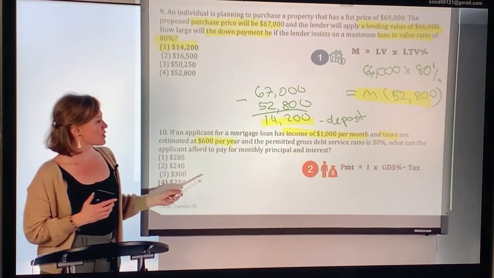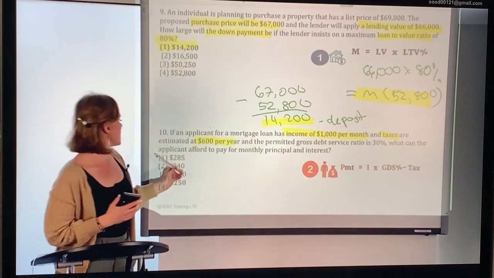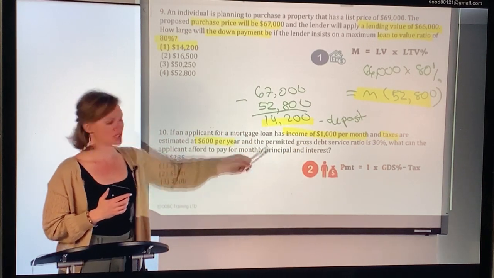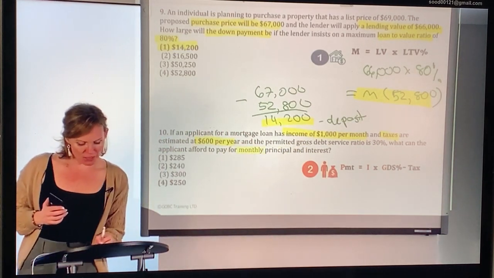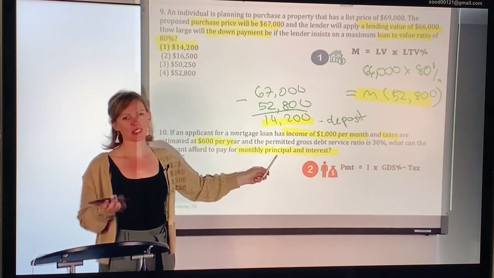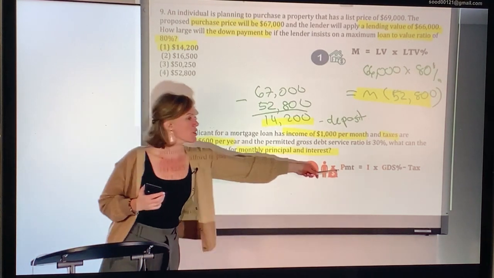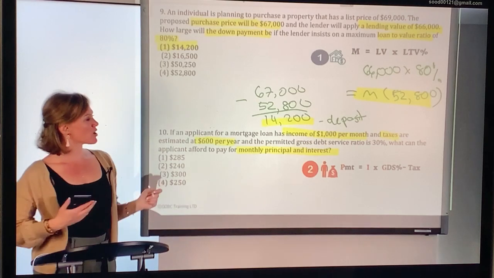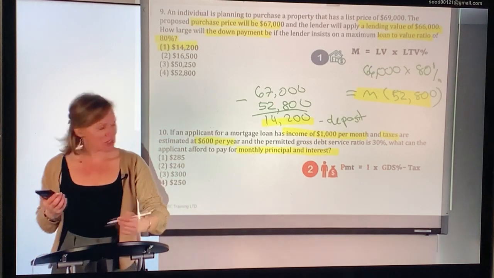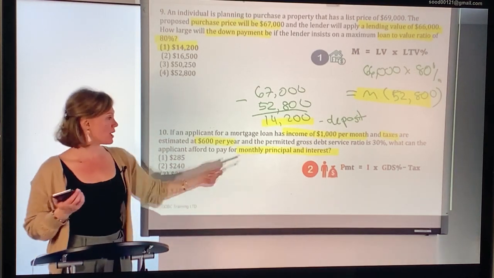Right? Permitted gross debt service ratio of 30%. So we have that. And what could the applicant afford to pay for the monthly principal and the interest? This fancy word for the monthly principal and the interest is the monthly payment. They could have just said monthly payment, but no, they like fancy stuff. So they're looking for the payment that is a monthly one. It's up to you how you want to do this question. You can make everything yearly or you can make everything monthly. It's easy to keep everything monthly.